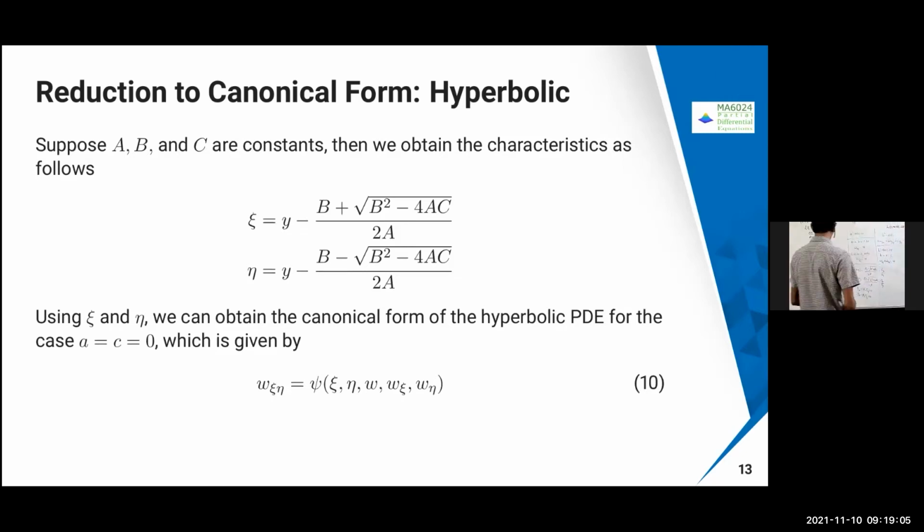Now, a particular case. In this case, A, B, C are not necessarily constant. A, B, C can be functions of x comma y. Suppose, as a particular case, A, B, C are constants. In that case, what is going to happen? Let us see.